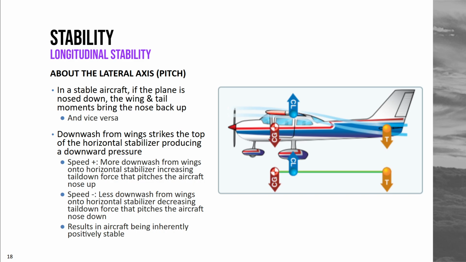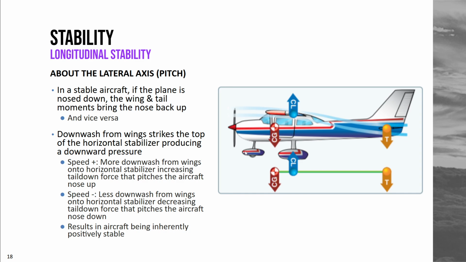Now let's talk about stability on the longitudinal axis. Or excuse me, the lateral axis. This is our pitch axis, our up and down, called longitudinal stability. So a stable aircraft, if the plane is nose down, the wing and tail will create additional tail down force to bring that nose back up. So this is all due to downwash from the wings that strike the top of our horizontal stabilizer that produces a downward pressure.